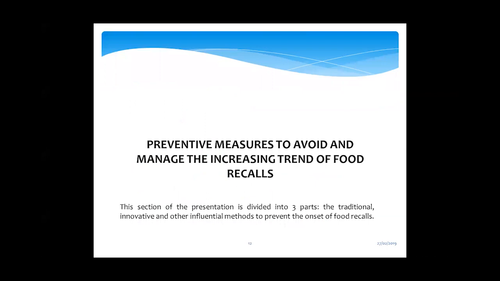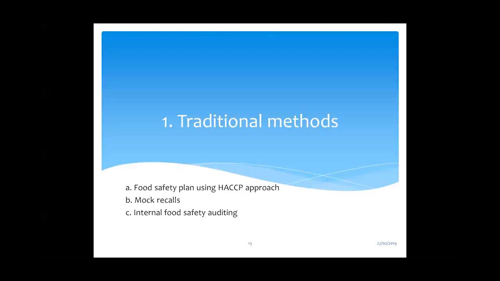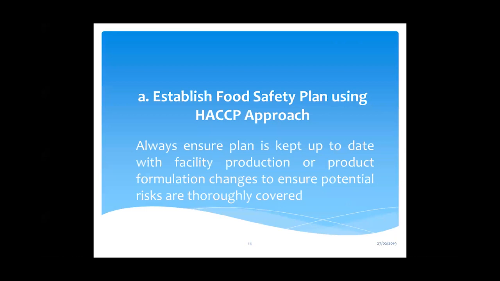We will now look at preventative measures to avoid and manage the increasing trend of food recalls. Now, this particular section of the presentation is actually divided into 3 parts, as I indicated on the contents page. We'll look at the traditional, the innovative, and other influential methods to prevent the onset of food recalls. I'm now going to pass you over to Vasambo to talk to you a little bit about establishing a food safety plan using a HACCP approach.